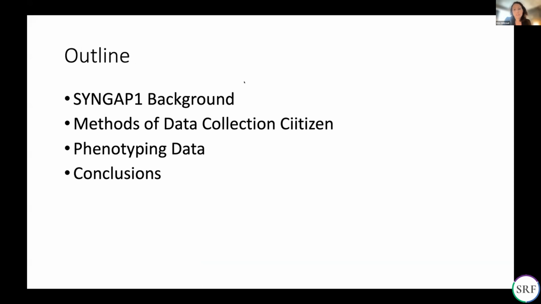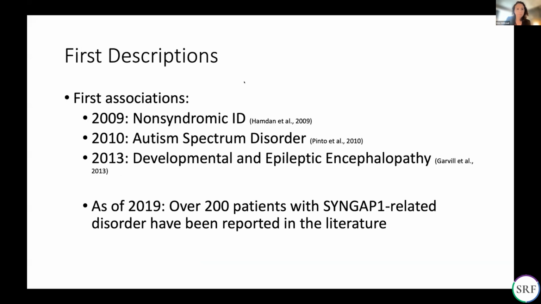As I mentioned, over the next 15 to 20 minutes, I'll review what we've been able to collect in the background for SYNGAP1 from previous studies, and then describe some of the methods of data collection for CIITIZEN and the phenotypic data that we're able to get from that database. And then we'll move into some conclusions from the phenotypic data.